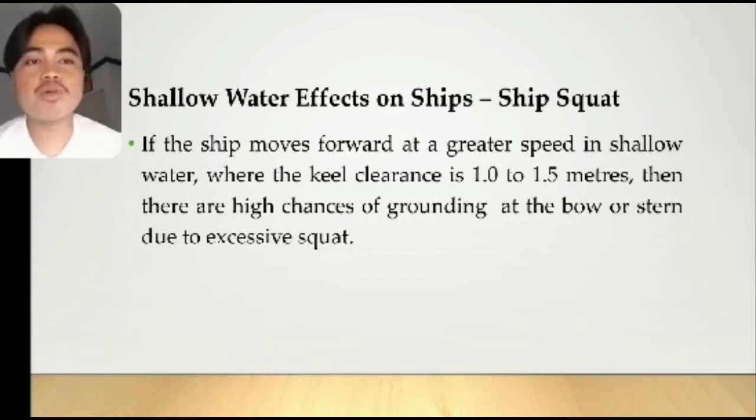I'll be talking about the shallow water effects on ship squat. If the ship moves forward at a greater speed in shallow water, where the keel clearance is 1.0 to 1.5 meters, then there is a high chance of grounding at the bow or stern due to excessive squat.